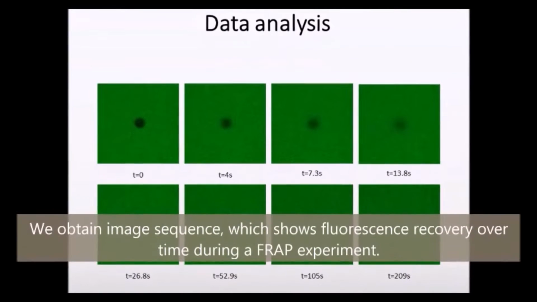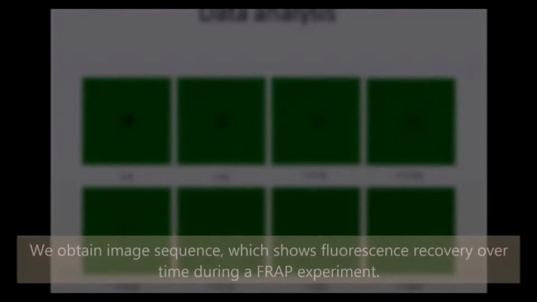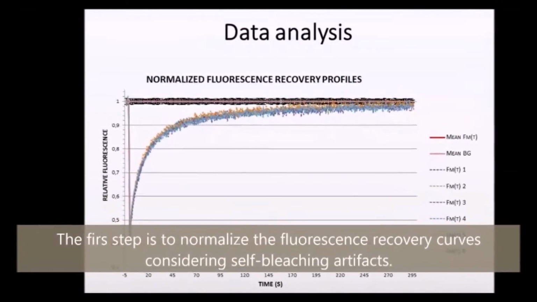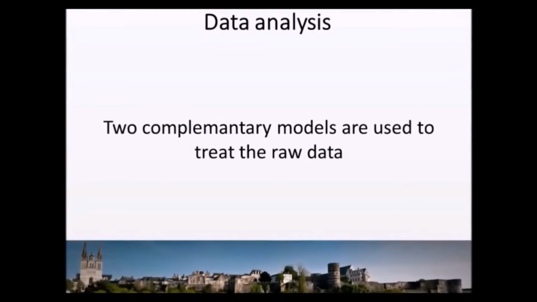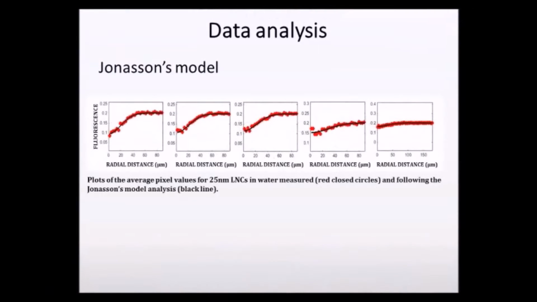We obtain image sequences which show fluorescence recovery over time during FRAP experiments. The first step is to normalize the fluorescence recovery curves considering self-bleaching artifacts. Then, we use two complementary models to treat the data and estimate the diffusion coefficient.